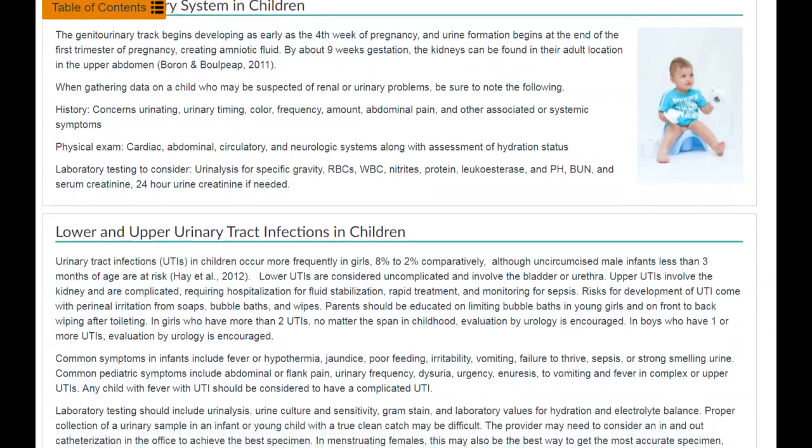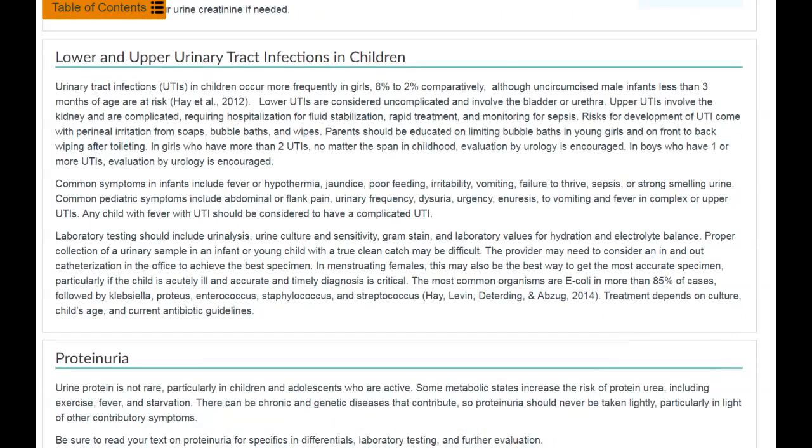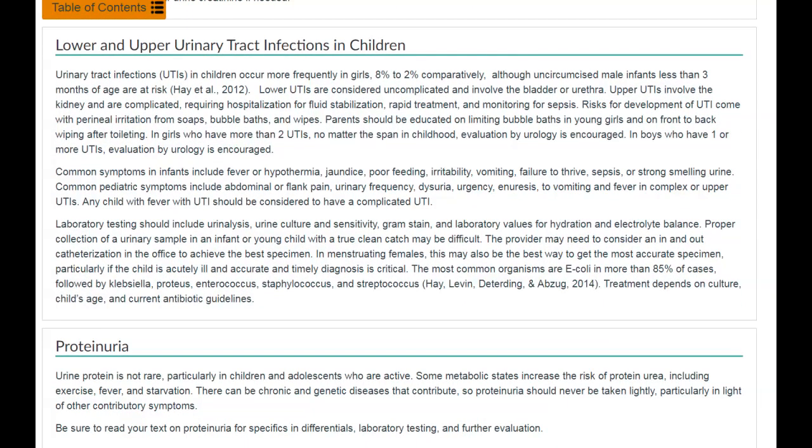Lower and upper urinary tract infections in children. Urinary tract infections occur more frequently in girls, 8% to 2% comparatively, although uncircumcised male infants less than 3 months of age are at risk for UTI development. Lower UTIs are considered uncomplicated and involve the bladder or urethra. Upper UTIs include the kidneys and are complicated, requiring hospitalization for fluid stabilization, rapid treatment, and monitoring for sepsis.